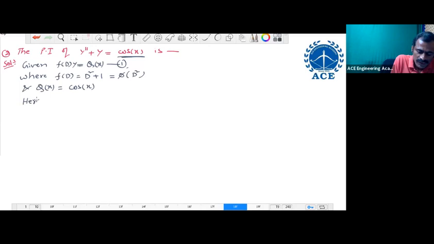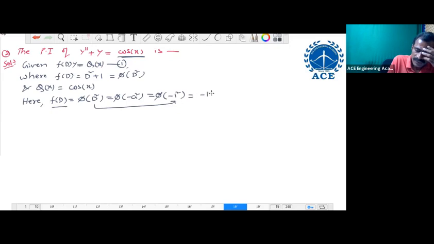So first we check whether it is 0 or not equal to 0. f of d equal to phi of d square equal to phi of minus a square equal to phi of minus 1 square, that is minus 1. In f of d, in place of d square, write the minus 1. That is minus 1 plus 1 equal to 0. If it is 0, go to the first derivative.